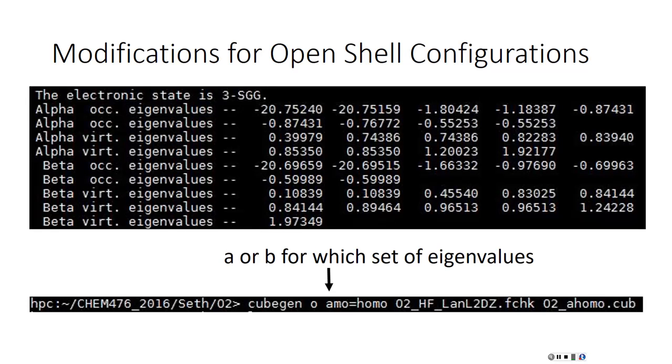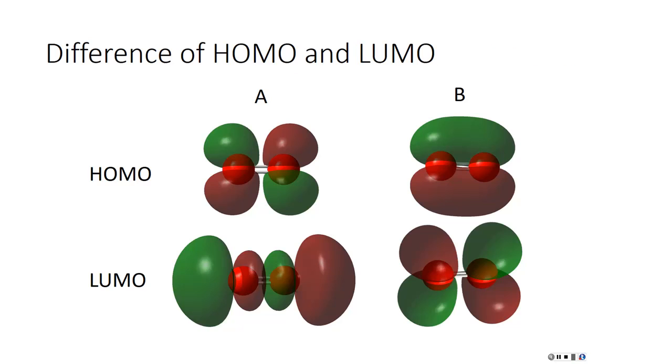And so when you do the cubegen for these, in front of the MOs you need to tell it you want the alpha or the beta. You have to put a little A or a B, saying I want alpha or I want beta. Tell it which one you want. And here's the results of that. Here's the alphas, and here's the betas. So this is the highest, and this is the lowest. So, get cool pictures.